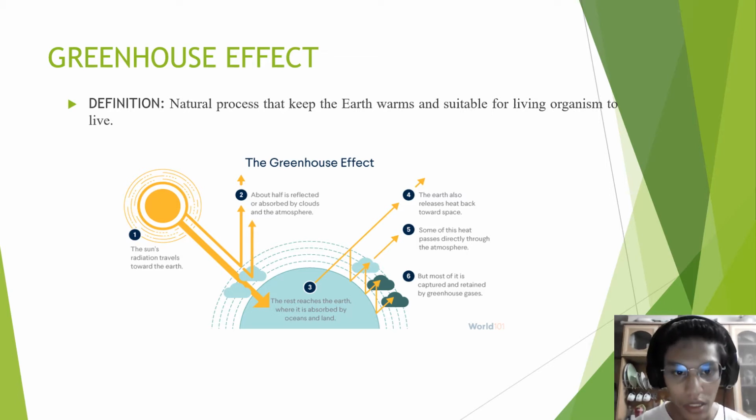Okay, so we can see at the picture here, the sun's radiation travels toward the Earth. About half is reflected or absorbed by clouds and the atmosphere. And the third one is a very important point. The rest reaches the Earth where it is absorbed by ocean and land. So when Earth absorbs the heat from the sun, it regulates the temperature of Earth, which is suitable for us to live in. For example, we cannot live in a too high temperature or too low temperature, or else we might die.